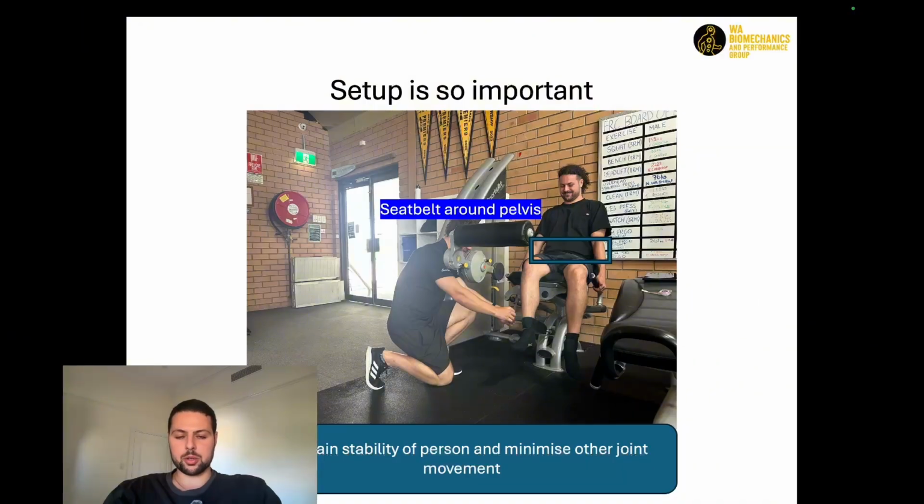You can't see it here, but we want to maintain the stability of a person and minimize other joint movements, so that the test is really specific. What Mitch has done here, you can't see it because I'm wearing a black shirt, is set up a seatbelt around my pelvis. That stops me from, when I kick into that device, my hips coming off the chair and sort of ruining the test. Because if my hips did come off the chair, then that test is no longer measuring my peak knee extensor force, but it's actually measuring how much it takes to lift my hips off the surface.